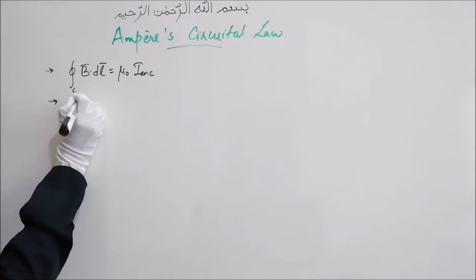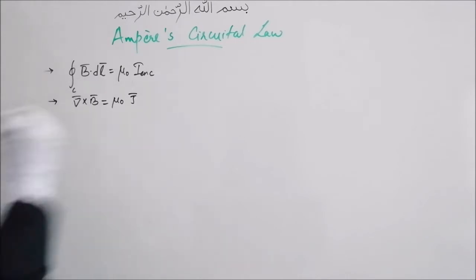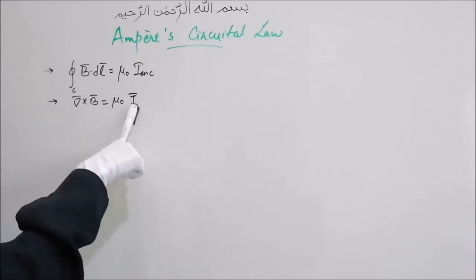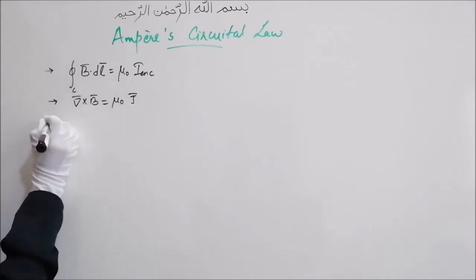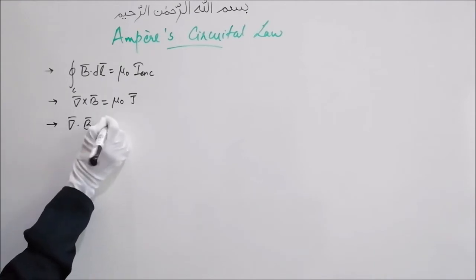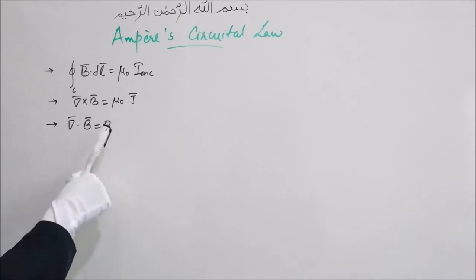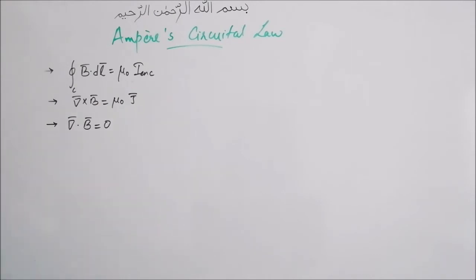And in differential form, you have del cross B is equal to mu naught J bar. J is the volume current density. The divergence of this magnetic field is equal to 0. And this shows us that magnetic monopoles do not exist.